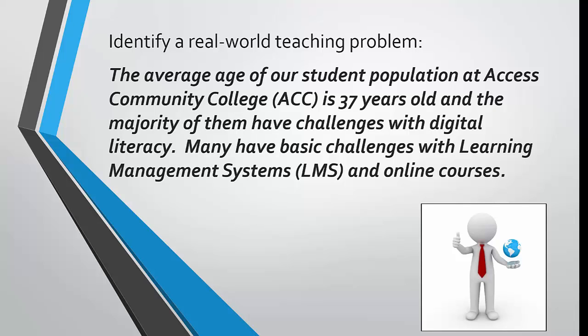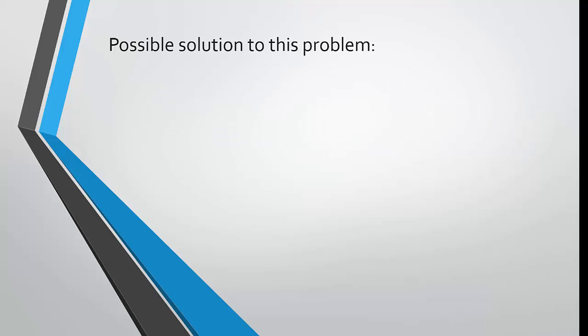Access Community College, ACC, has a student population whose average age is 37 years old, and the majority of them have basic challenges with learning management systems and online courses. The dimension of online learning has impacted the format of instruction, learning, and participation of the student. The disconnect with technology for a student can have a tremendous impact on their higher education success.